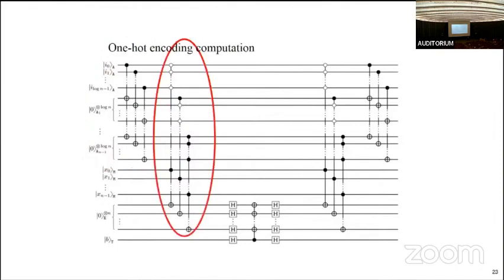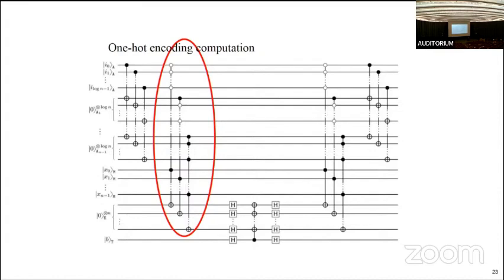After the copying, we do the one hot computation. One hot computation can be done very simply by taking all the N combinations of your input and putting another target. We do all the combinations. If your string is all zeros, we put a one here. If it's one and zero, zero, we put it here, until you try all the combinations. If they're all one, you put it here. So at the end of the day, in your auxiliary register, you're going to have at most one qubit in state one per branch of the wave function.